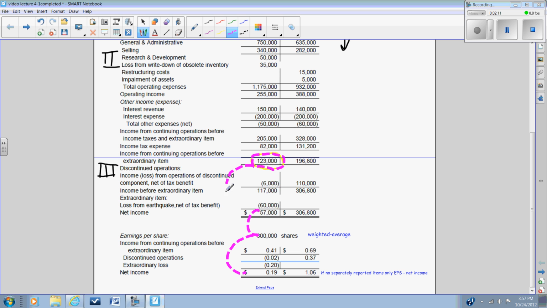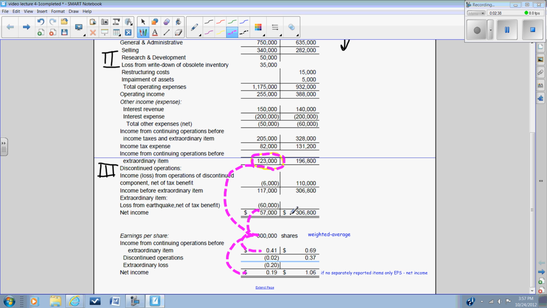And we're going to divide that by our shares to give us a per share amount from continuing operations before extraordinary items. So this is the income per share from the operations that are going to go on. It excludes all the discontinued operations and those unusual and infrequent events that occur.